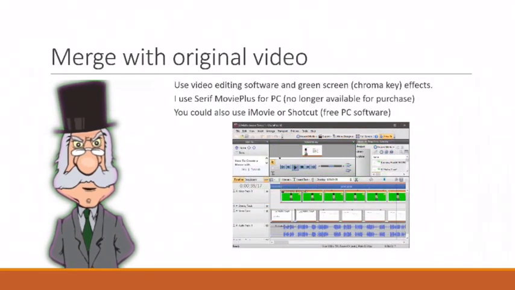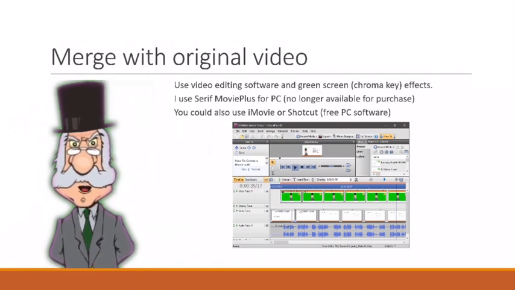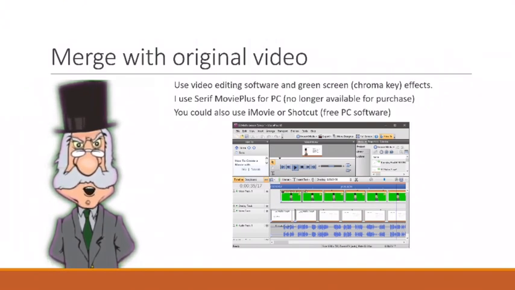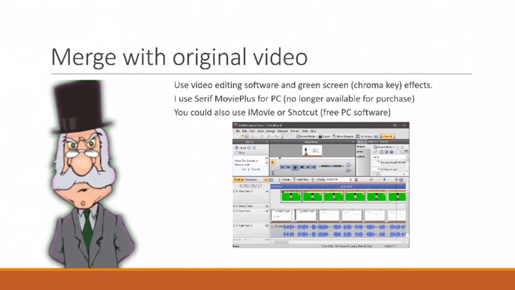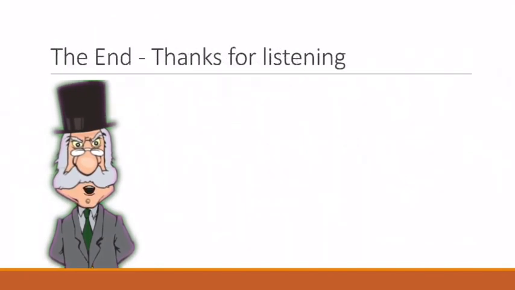Now that I've got all the components together, it's just a case of applying green screen, sometimes called chroma key effects, to the video. I also have to trim out the extra stuff from the browser window and move the character into position. I actually edit my videos with Serif MoviePlus, but that's no longer available to be purchased, so you could also use iMovie, or on the PC I believe there's a program called Shotcut, which seems to have good reviews. That's it, folks.